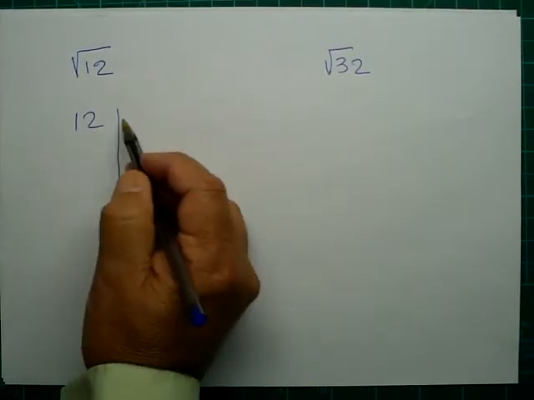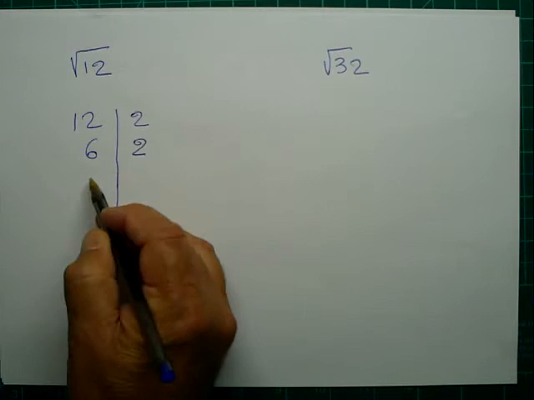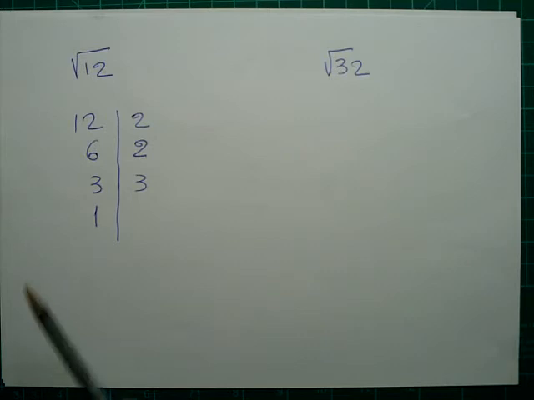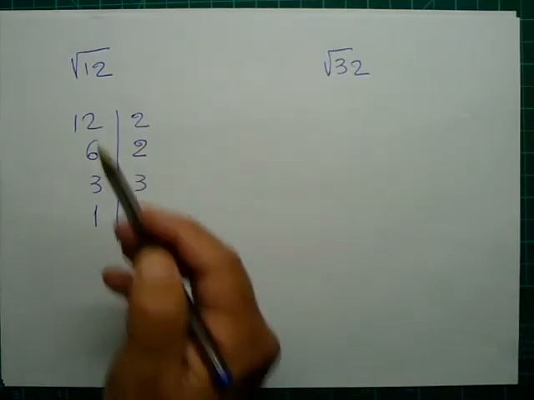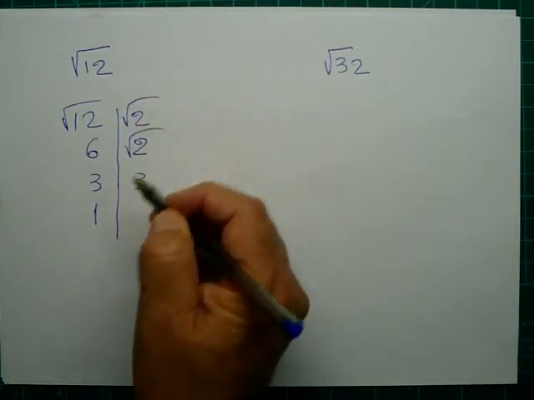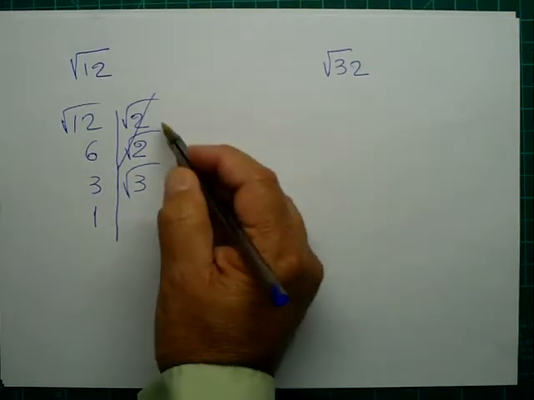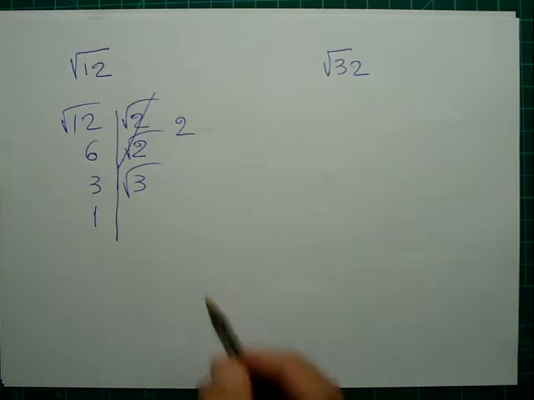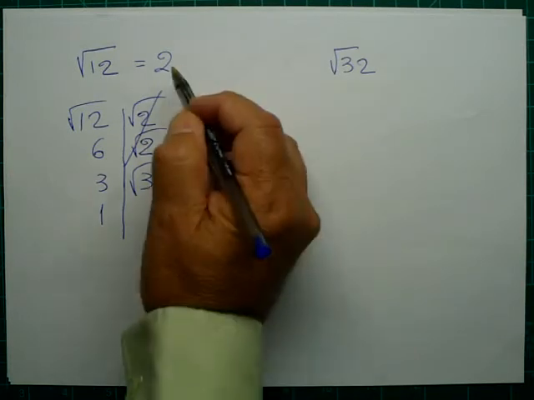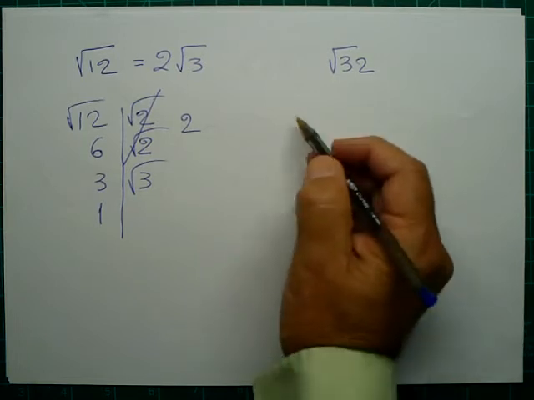Okay, 12 divided by 2 gives 6. 6 divided by 2 gives 3. 3 divided by 3 gives 1. This means that 12 is 2 times 2 times 3. So, the square root of 12 is square root of 2 times square root of 2 times square root of 3. These two, as we saw before, eliminate each other and we take 2. So, the square root of 12 can be written in a simpler way, which is 2 times the square root of 3. Let's go to another example.